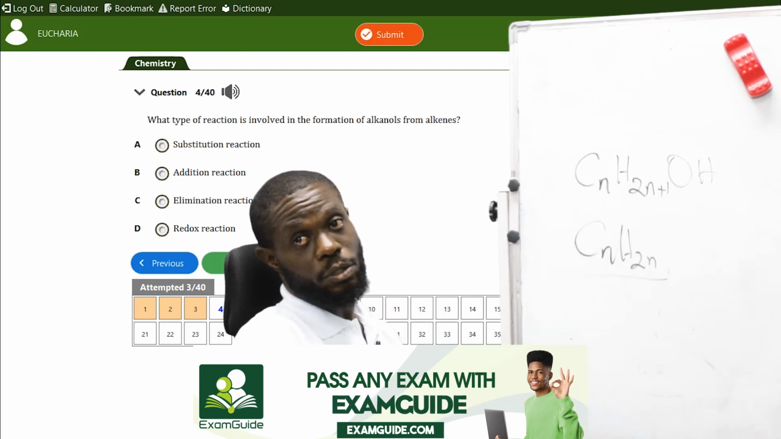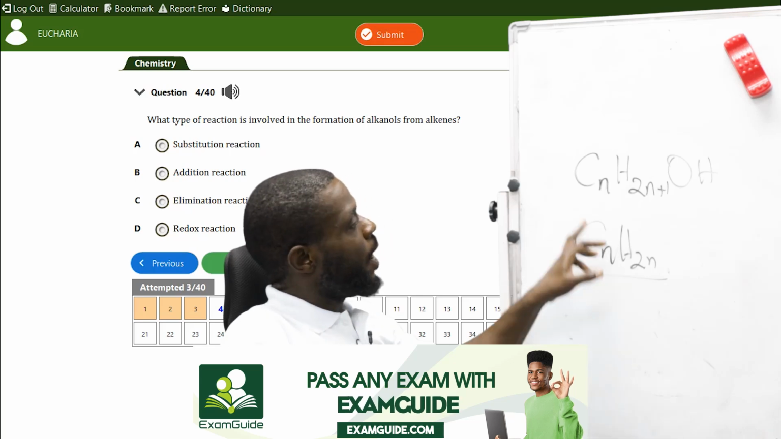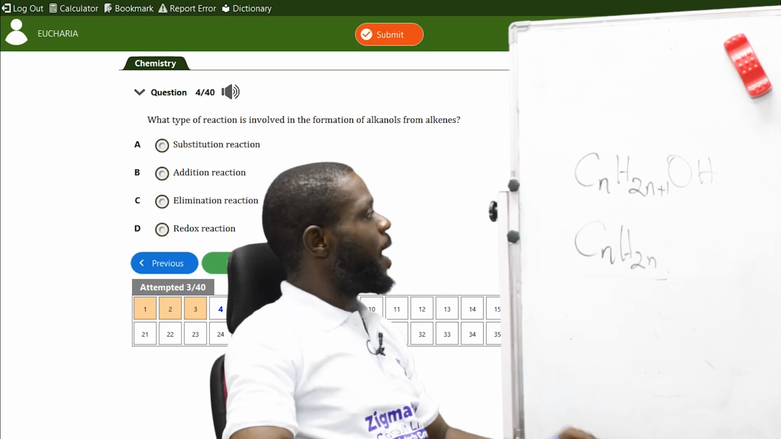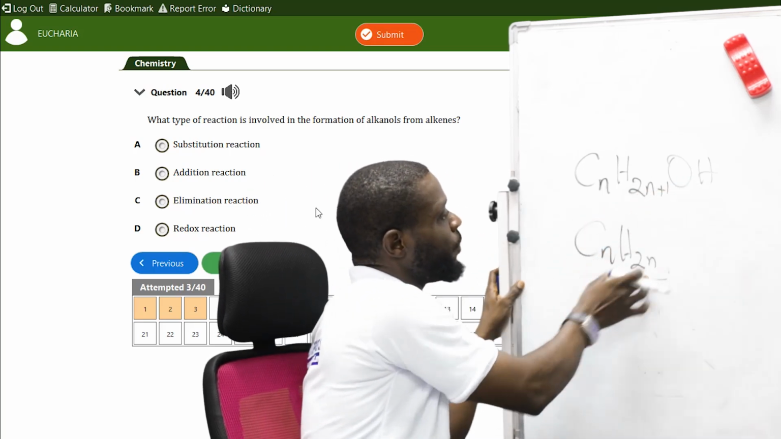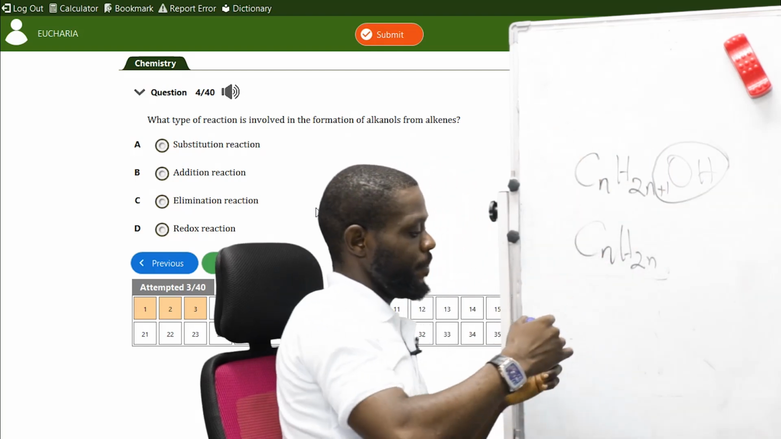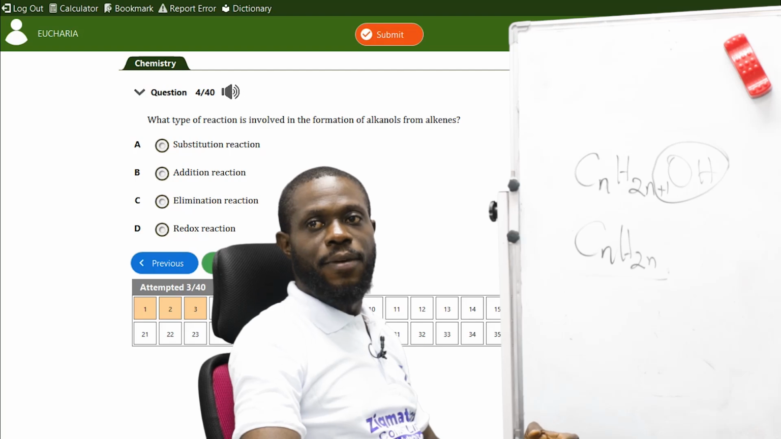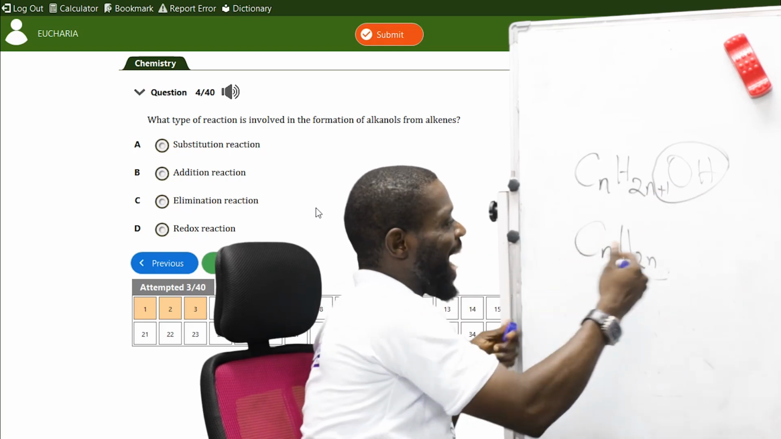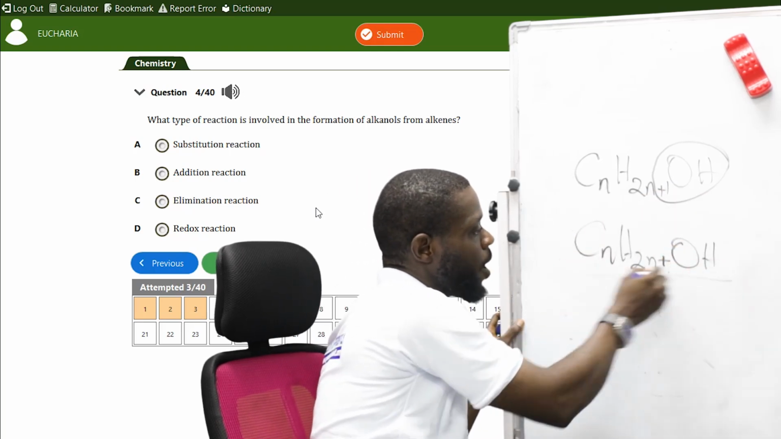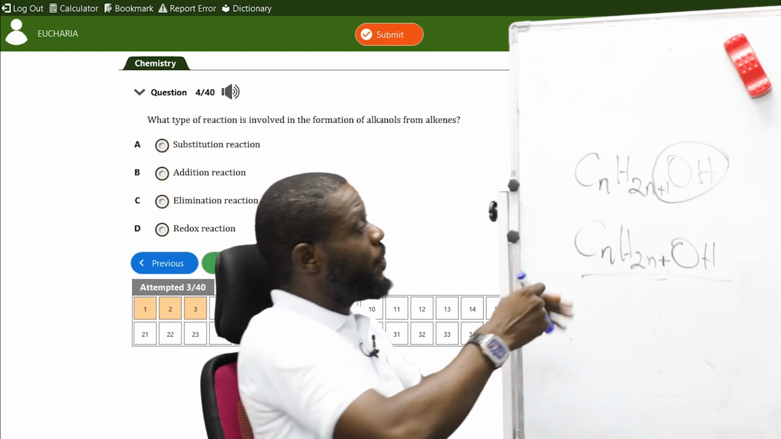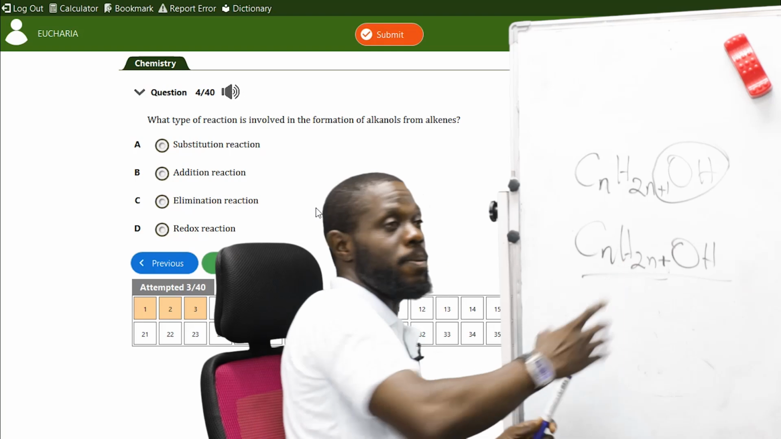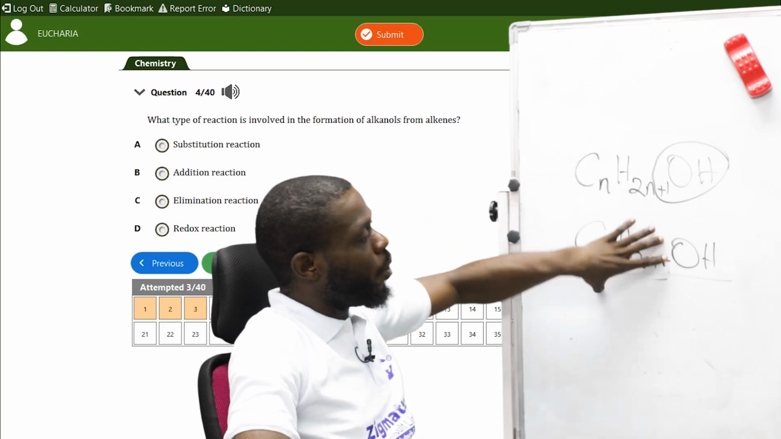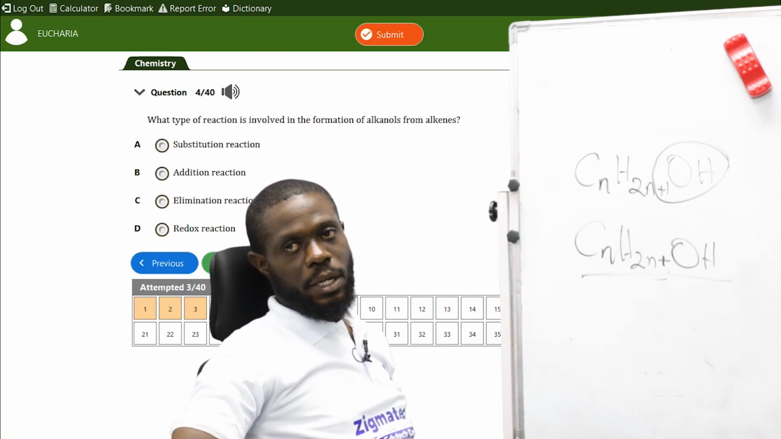This is organic chemistry, like I told you, put your head in. Now, if you check the alkanol and the alkane, the difference between both of them is the OH structure. When they ask what type of reaction is involved in the formation of alkanols from alkanes, it is addition reaction. When you add this OH to the alkane, it becomes an addition. So it's addition reaction.